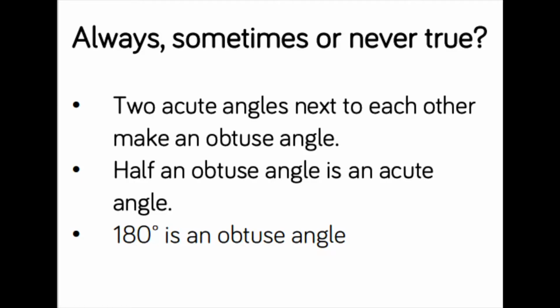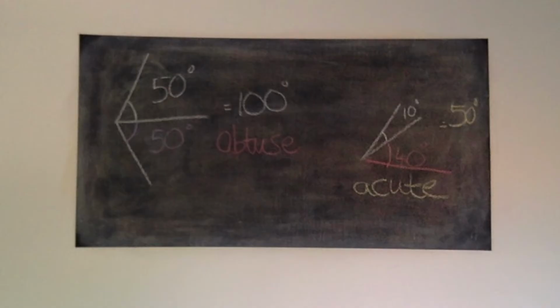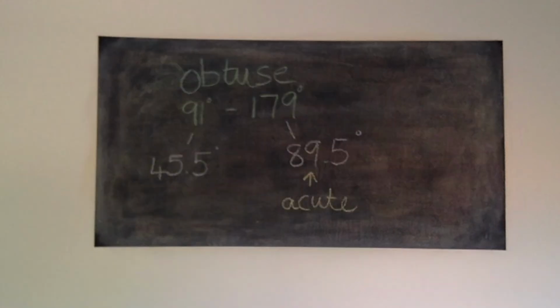I'm now going to go through Wednesday's challenge, so always, sometimes or never true. So the first one is that two acute angles next to each other make an obtuse. This is sometimes true. Because if we had two angles that were 50 degrees, then together they'd be 100 degrees, so that's obtuse. But you could have a 10-degree angle and a 40-degree angle, which makes 50 degrees, which is still acute.